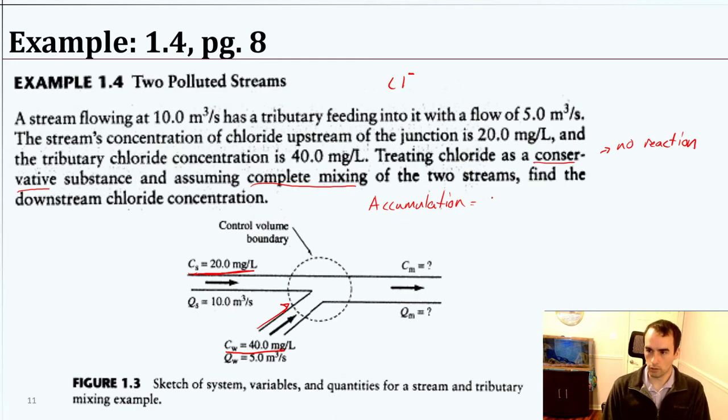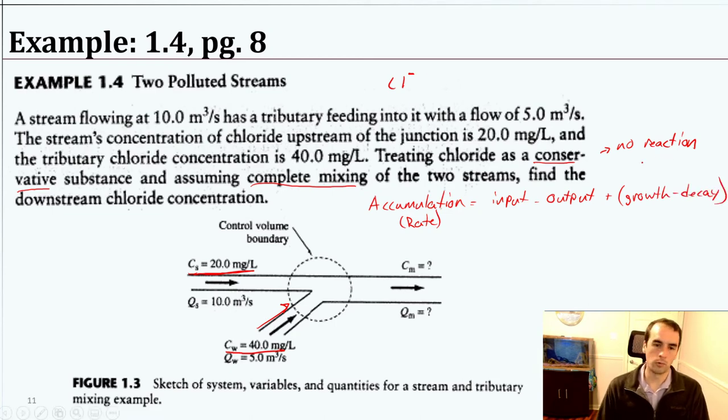is equal to, this is really the accumulation rate, right? It's going to be equal to the input rate minus the output, plus whatever reactions we have, and this would be growth minus decay. And as we already said, there's no reaction here. Okay, so take a moment, try working that out on your own. Ask any questions you have in the chat. And I'll solve it with you in just a moment.